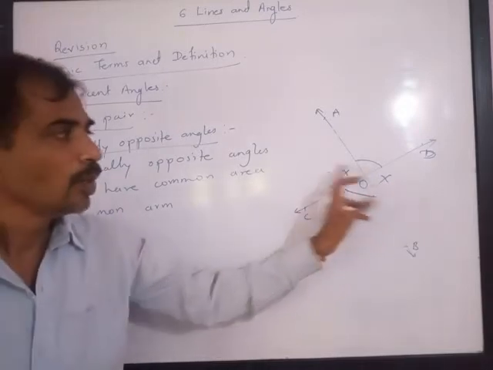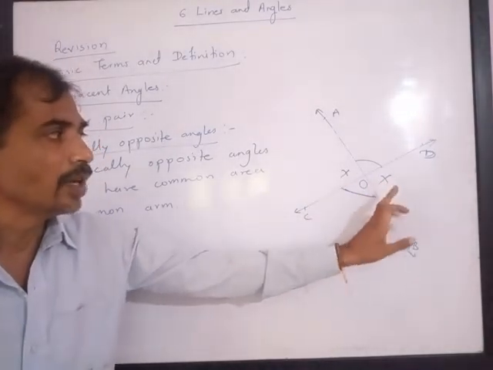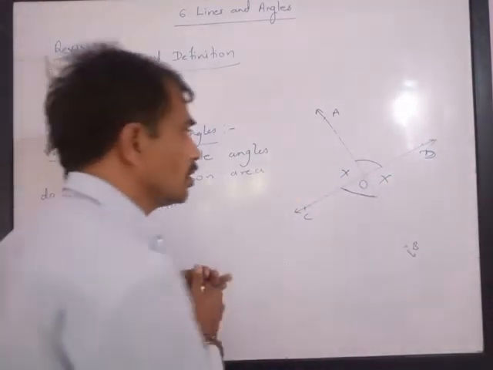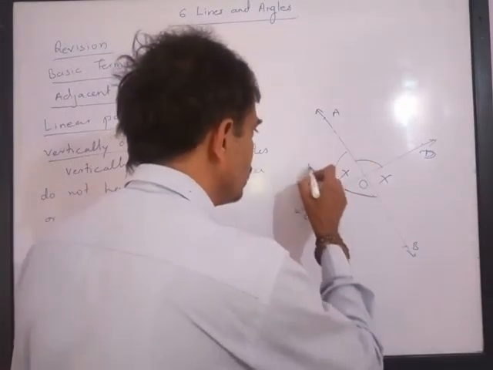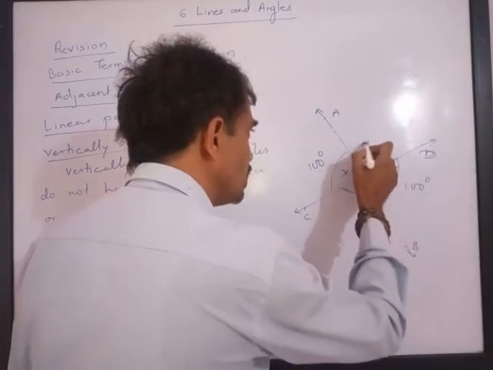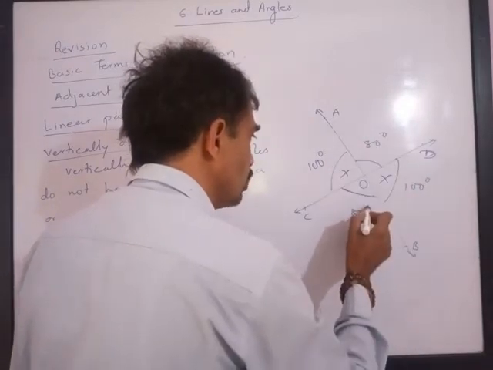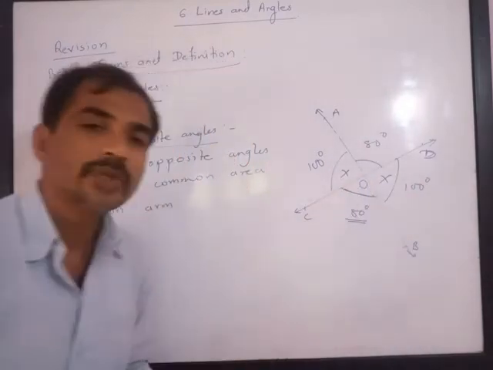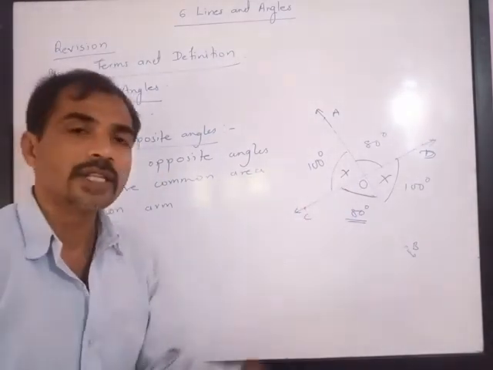The measures of these vertically opposite angles are always equal. So if this is 100 degrees, the other opposite angle will also be 100 degrees. If this is 80 degrees, the other will also be 80 degrees. So the measure of vertically opposite angles is always equal.